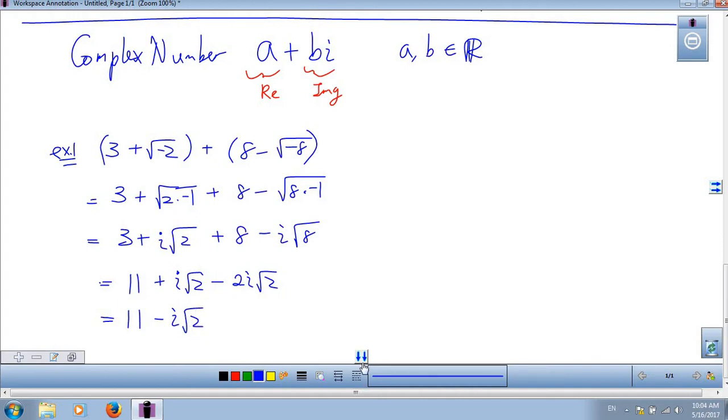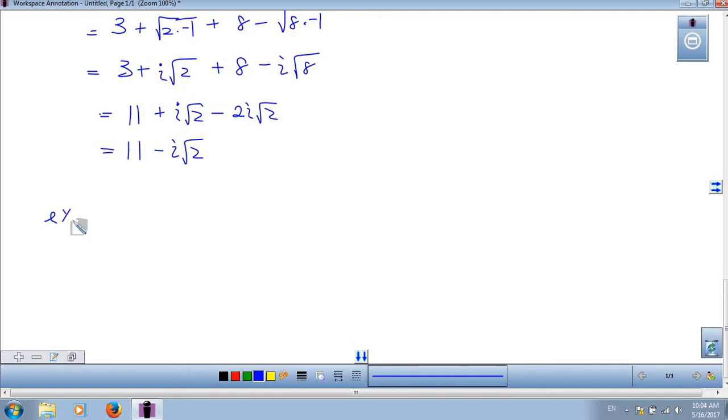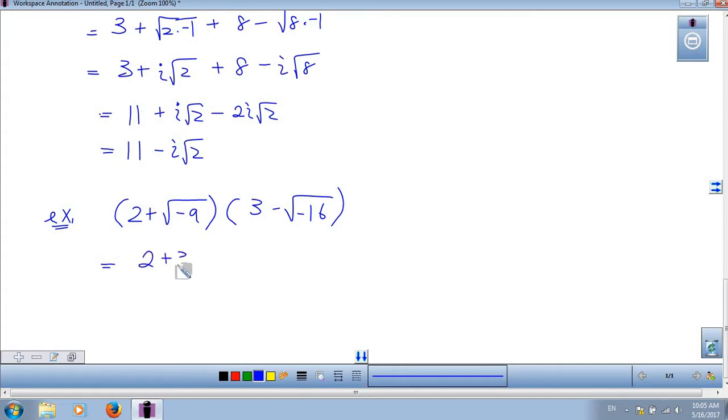Now, let me do another example. How do we multiply complex numbers? Let's take a look at this. First of all, we have two complex numbers: 2 plus square root of negative 9, and 3 minus square root of negative 16. First, let's convert them to a plus bi form. So it's 2 plus 3i. Why 3i? Because negative 9 is 9 times negative 1, and square root of 9 is 3, and square root of negative 1 is i.